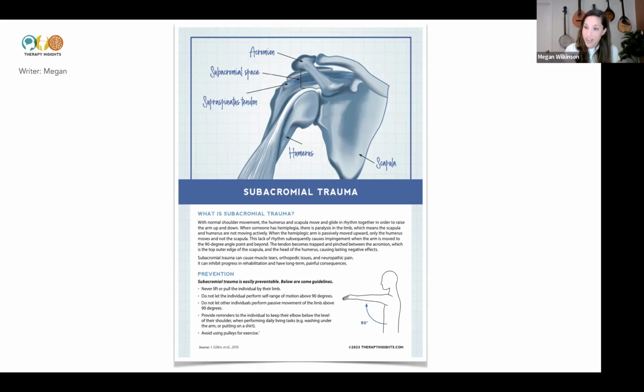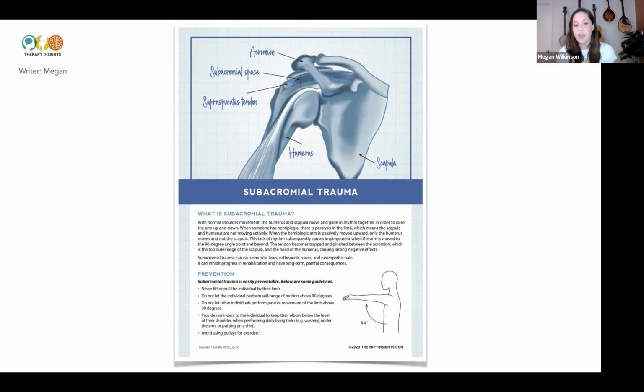We're not pulling them up from a chair using their upper extremity. We're not having them self-range above that 90 degrees, or letting other individuals do passive movement above 90 degrees, and giving them reminders, cueing them to keep their elbow below the level of their shoulder when doing daily activities. So when they're washing under their arms or putting on a shirt, trying to keep those elbows down so that we're not getting above that level.